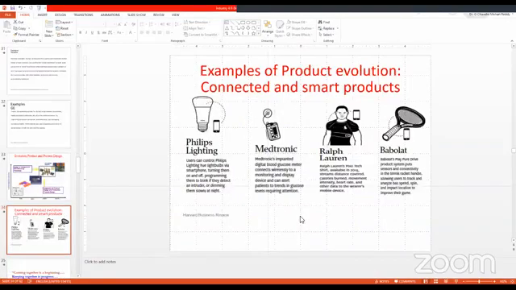Examples of product evolution. See, products, even the control aspect has gone up like anything. Take Philips lighting, users can control Philips light bulbs via smartphone, turning them on and off. Of course, this is a very well known example. There is another device called Meditronics.